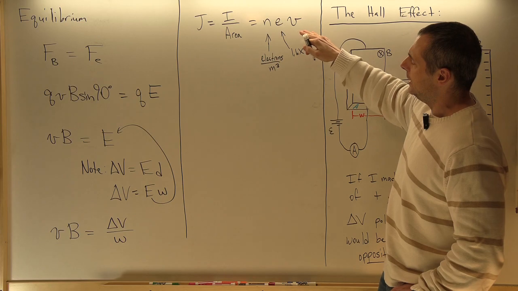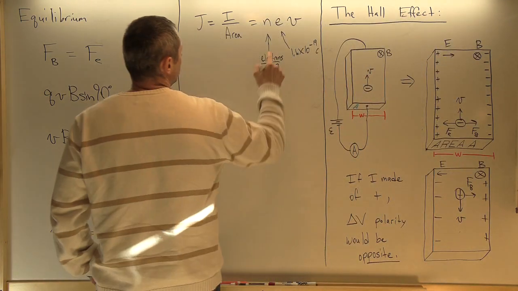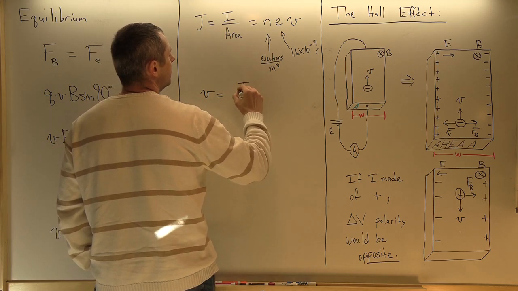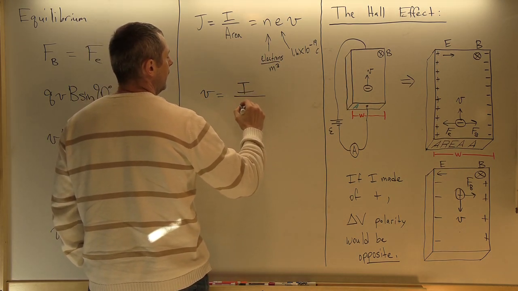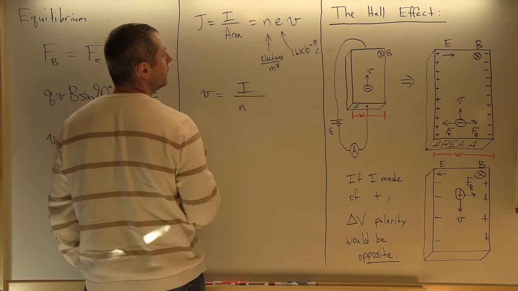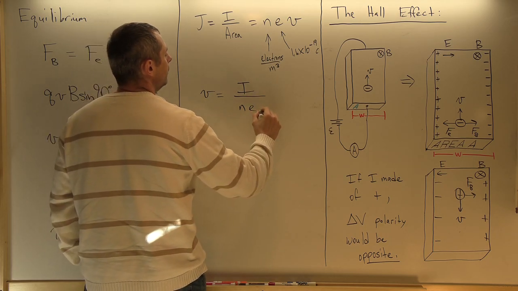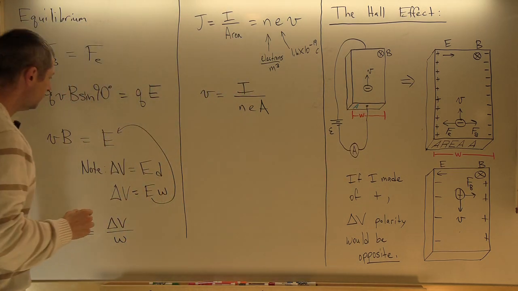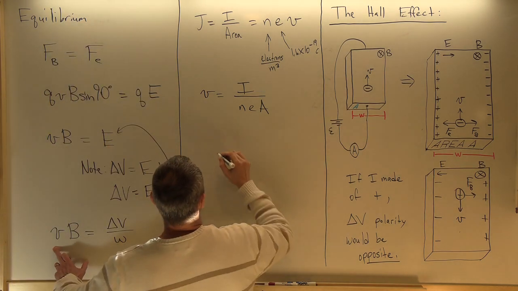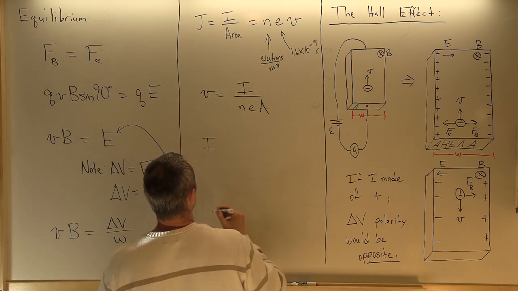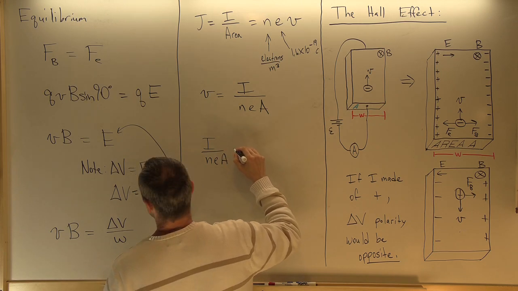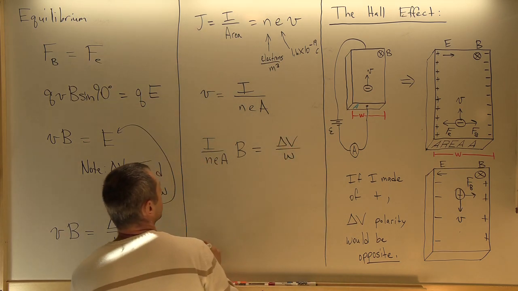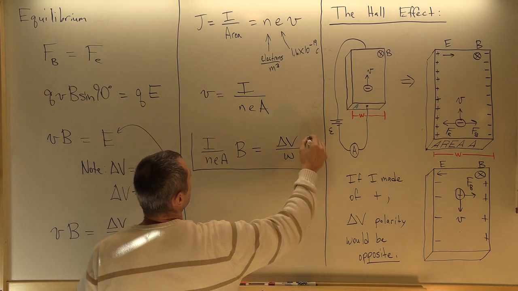And what I'm going to do is solve for v and get rid of that out of that equation. In other words, v, the speed of these particles, if I know the current, it'll be the current divided by the number of electrons per cubic meter, the charge of each electron, times the area of this bar of metal. And I'm going to plug that in now to this formula right here. So in other words, I over nea times B equals delta V over w. Okay, so here is as far as I'm going to go.